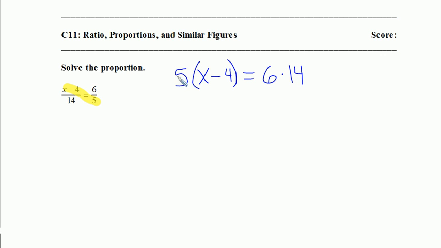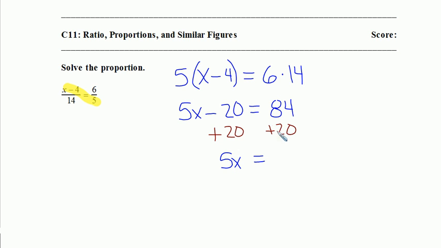So that equals 6 times 14. Let's distribute the 5 on the left. So 5 times x is 5x. And 5 times negative 4 is negative 20. Equals, let's see, 6 times 14 is 84. And now we'll try to solve for x here. So let's add 20 to both sides to try and get x by itself, or at least the x term by itself. The result here is 5x is equal to 84 plus 20 is 104. And then we'll go ahead and divide both sides by 5.